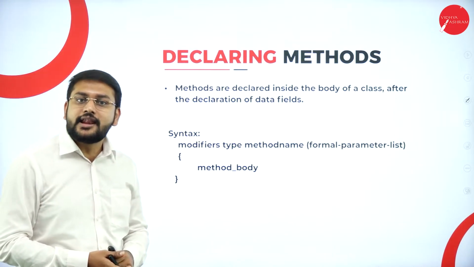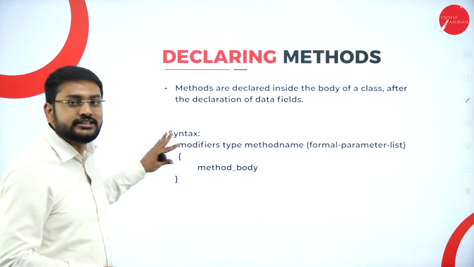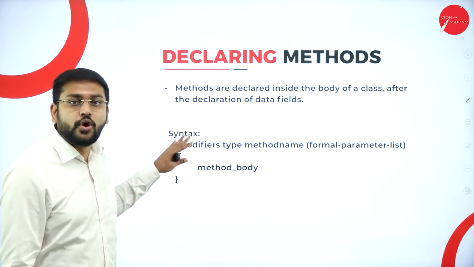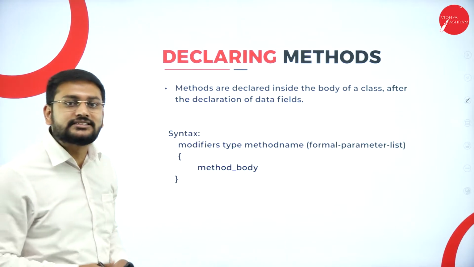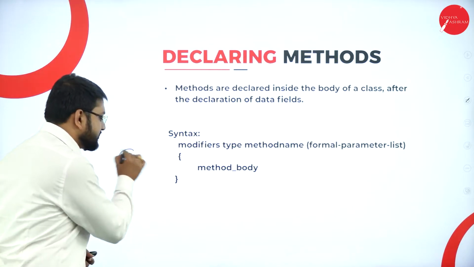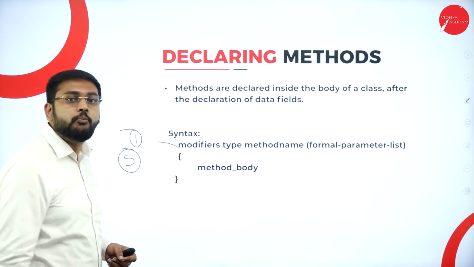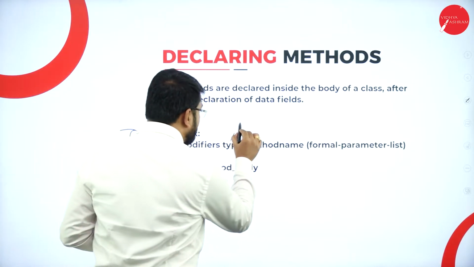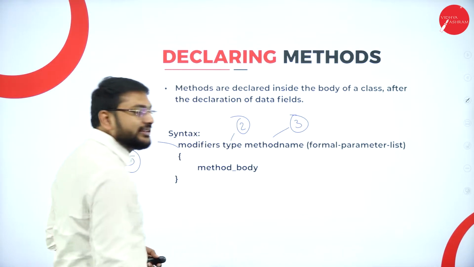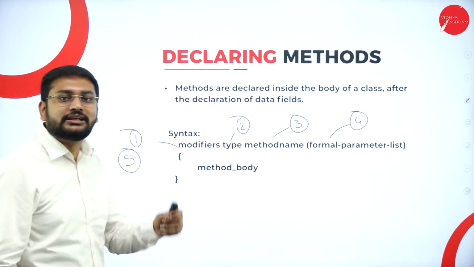If you want to declare any method, you have to follow a certain syntax. So this is the syntax that I have to follow if I want to declare a method. What are the different parts that I have in this method? My dear students, you have 5 parts in this method. The first part is this one, that is what I will call a modifier. The second part is this one, that's what I will call a type. And the third part is what I will call a method name, and the fourth one is what I will call a formal parameter list.